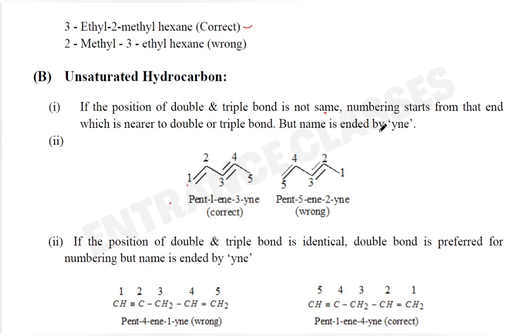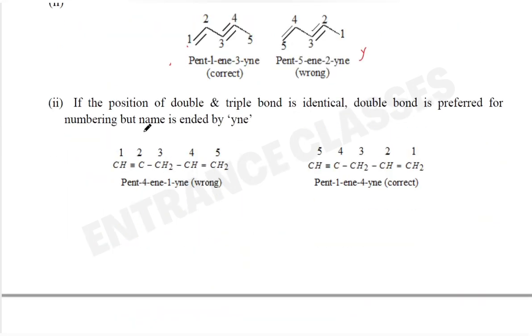But the name always ends with yne. So this will be pent-1-en-3-yne. It is wrong. Okay. Now, if the positions of the double bond and triple bond are identical, then the double bond gets more priority for numbering. But the name ends with yne. Here the triple bond starts at 1. Here the double bond also starts from 1. So either one can be right. So this is wrong. Triple bond gets more priority. This is the correct one.